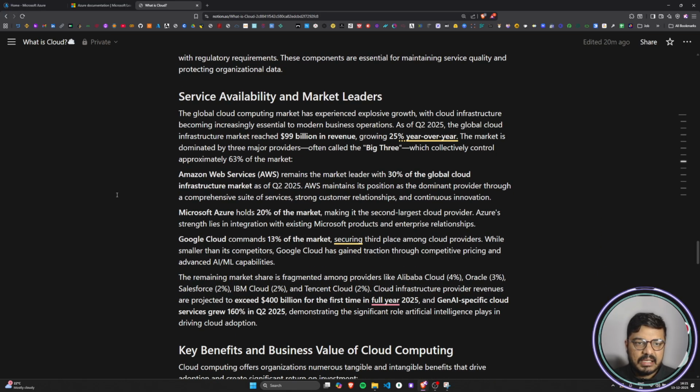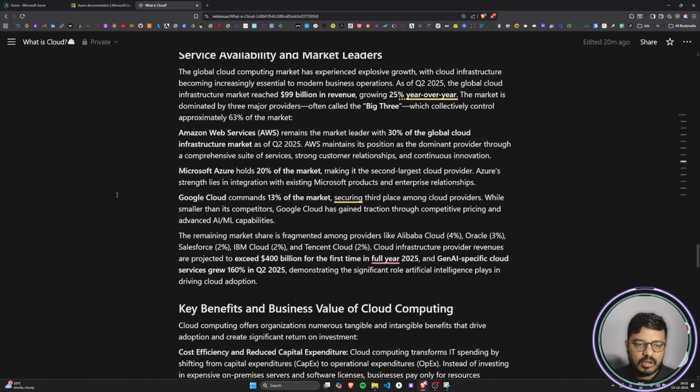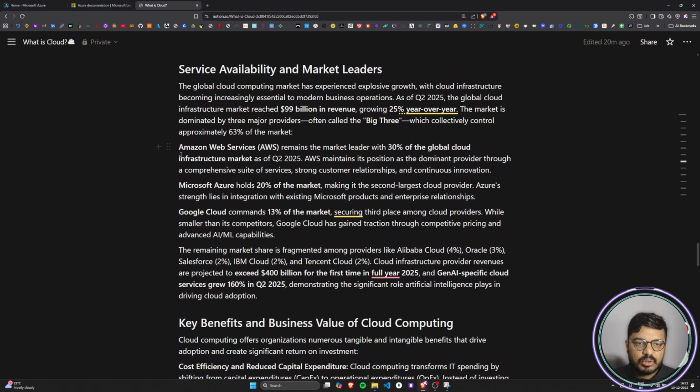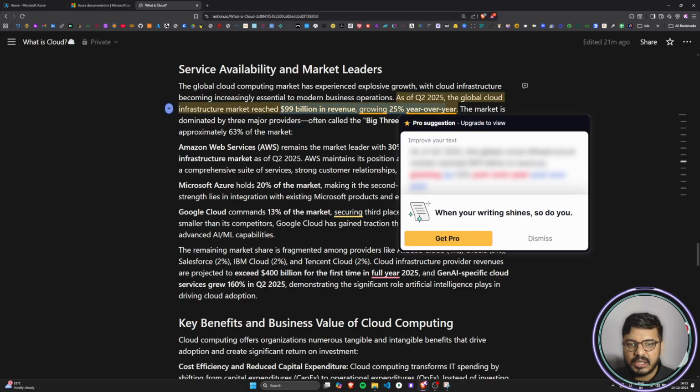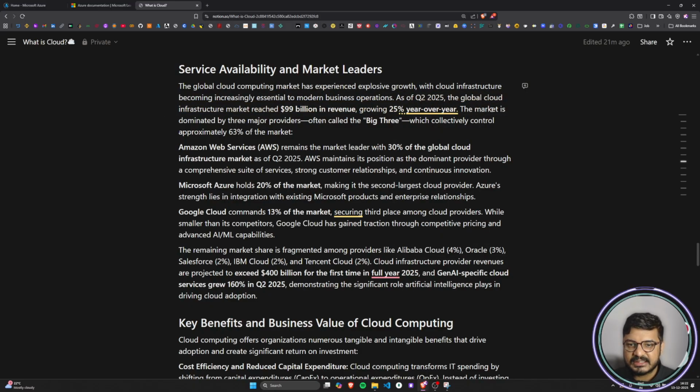Then service availability and market leaders, if I talk about, right? So AWS. The global cloud computing market has experienced explosive growth, with cloud infrastructure becoming increasingly essential to modern business operations. As of quarter 2 2025, the global cloud infrastructure business has reached $99 billion in revenue, growing 25% on a year-over-year basis.